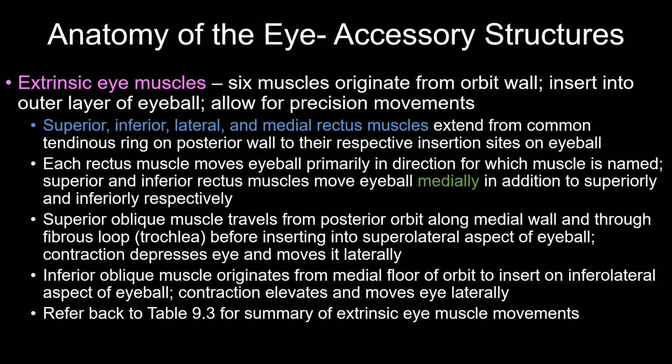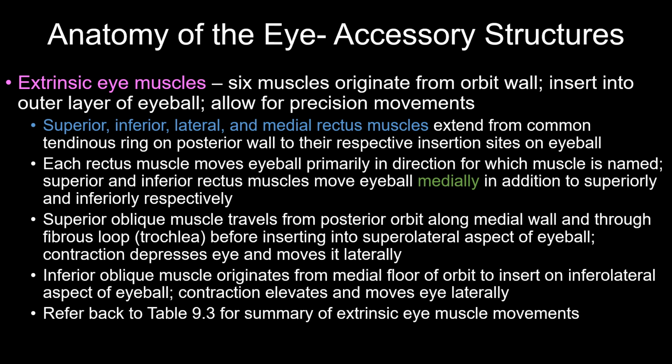Now we have the extrinsic eye muscles. All right, so if you think about your eyes without muscles, what are you going to do? Well, every time you got to look at something new, you got to move your neck. But because we have a set of extrinsic eye muscles, we're able to move our eyes up, down, medially, laterally. And there are 6 of these, 6 skeletal muscles that insert into the outer layer of each eyeball. And each extrinsic eye muscle actually originates from a common tendinous ring on the posterior wall of the orbit.